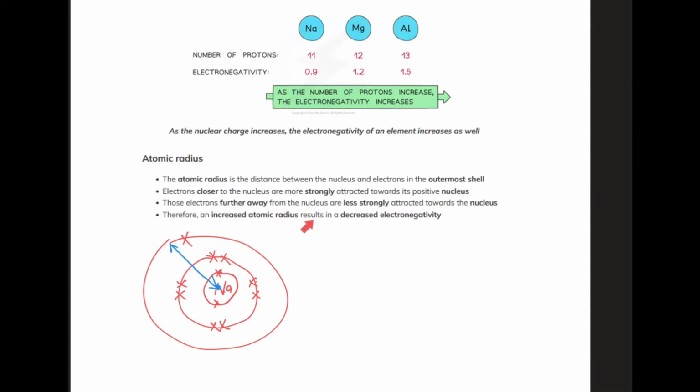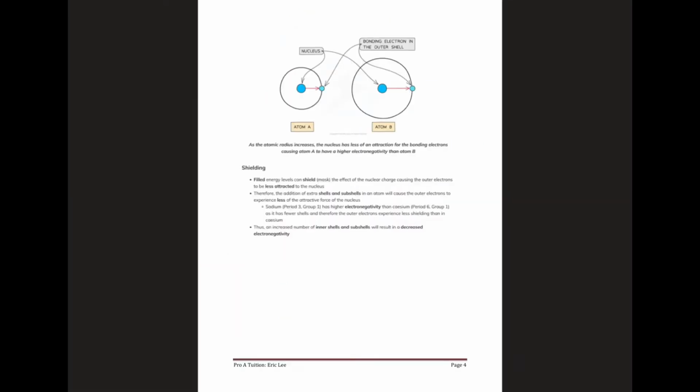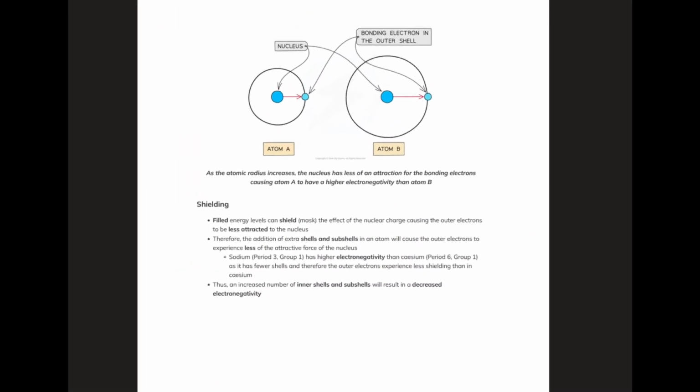Therefore, an increased atomic radius results in a decrease in electronegativity. Because it is far away, it affects the electronegativity in the opposite way. The greater the radius, the smaller the electronegativity, because it could hardly attract when it is too far. So that is the second factor. Now let's move on.